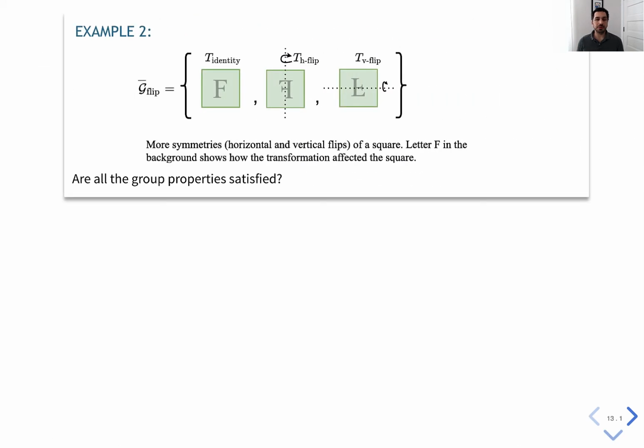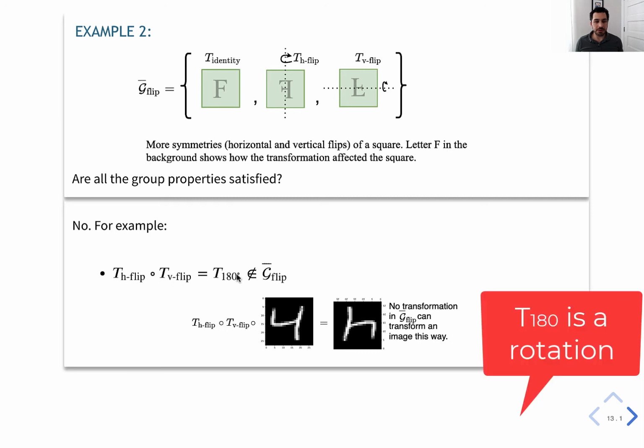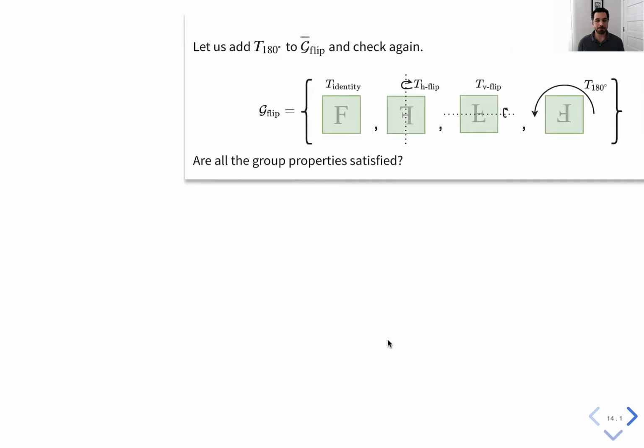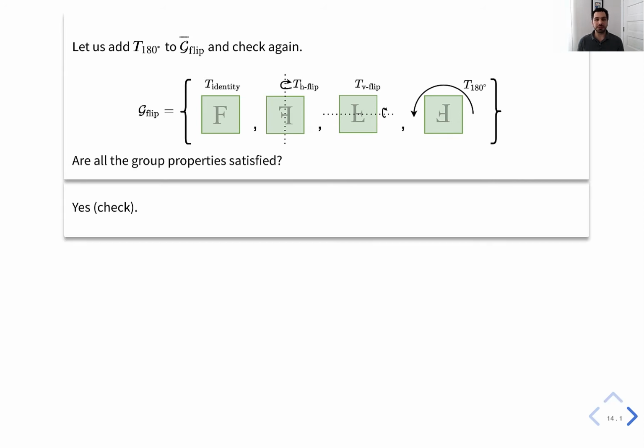In the flip group, where we just flip horizontally and vertically, are these all the transformations of the group? The answer is no, because when you combine a horizontal flip and a vertical flip, you get a 180-degree flip, which is not in the group. Then we have to add it, so now we have a group transformation. Now this is a group, because all transformations, when composed, they become transformations that are in the group.